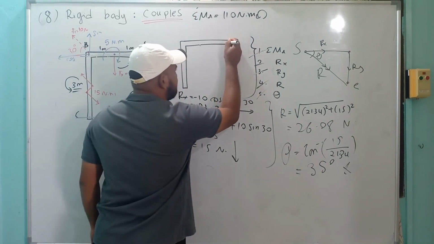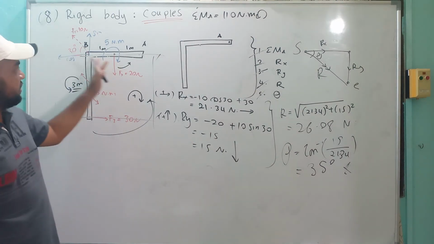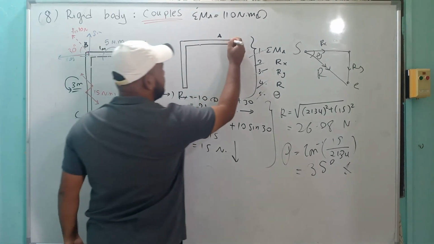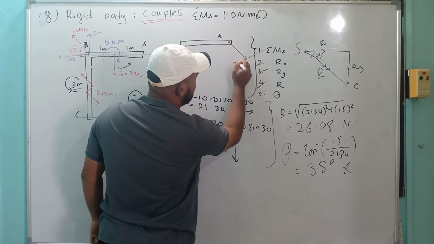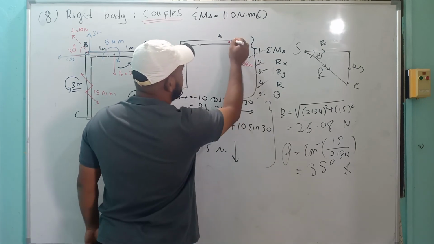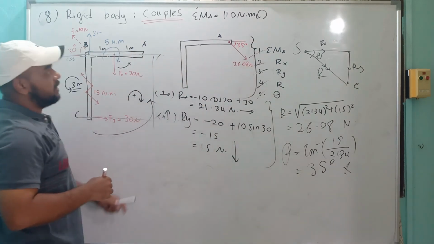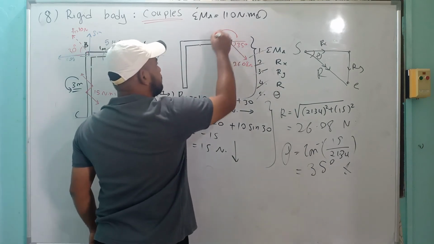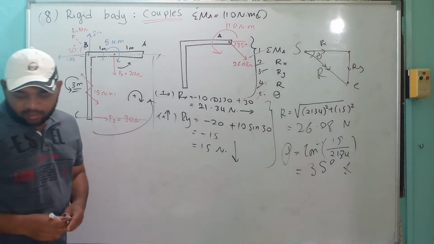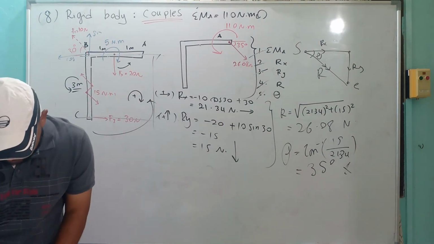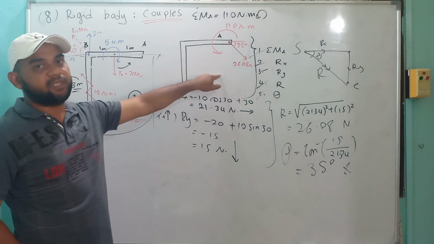Okay, and this is the point A. So you have to replace this one into a point A. So you have force, which is this one, 26.08 Newton. This is 35 degrees. Okay, and then we have 110 Newton meter. Okay, so this is your final answer. This should be your final answer.